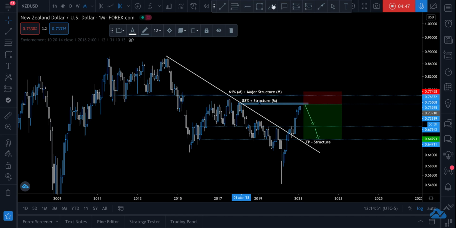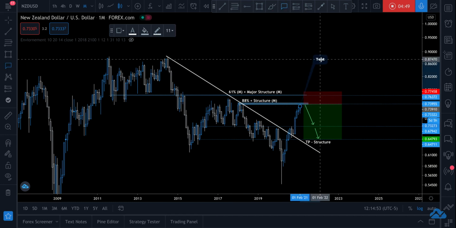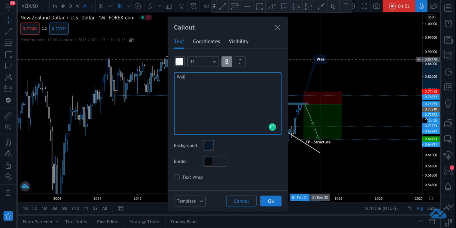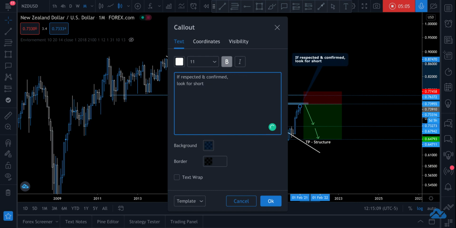So what we're going to be doing here is we're going to be waiting to see if respected, and confirmed, look for short. Otherwise, wait till pump towards monthly structure plus 61 fib.